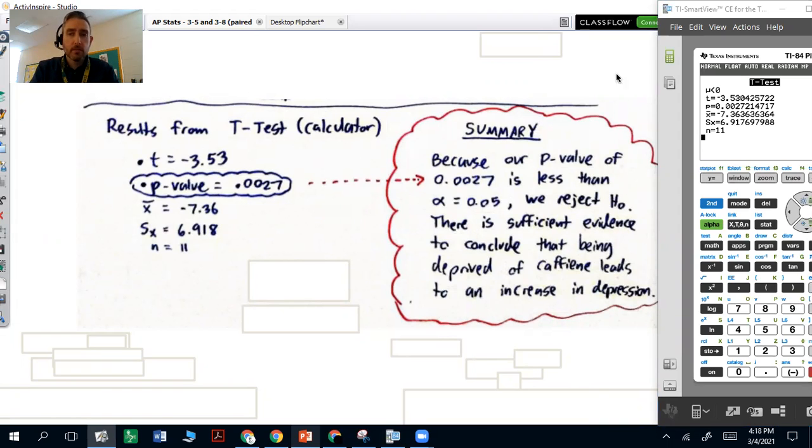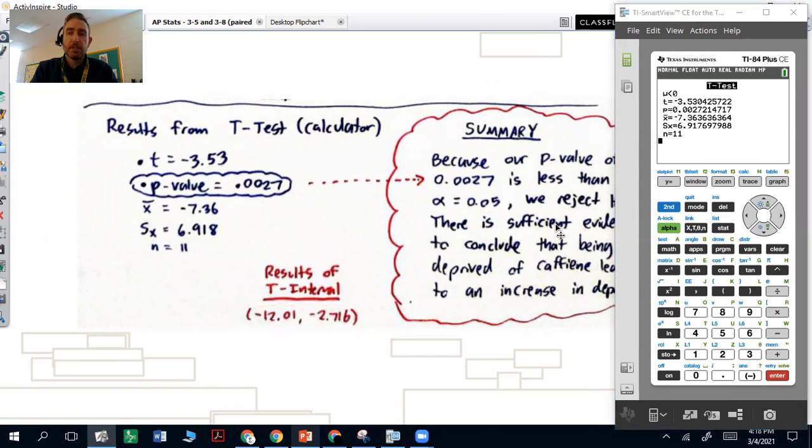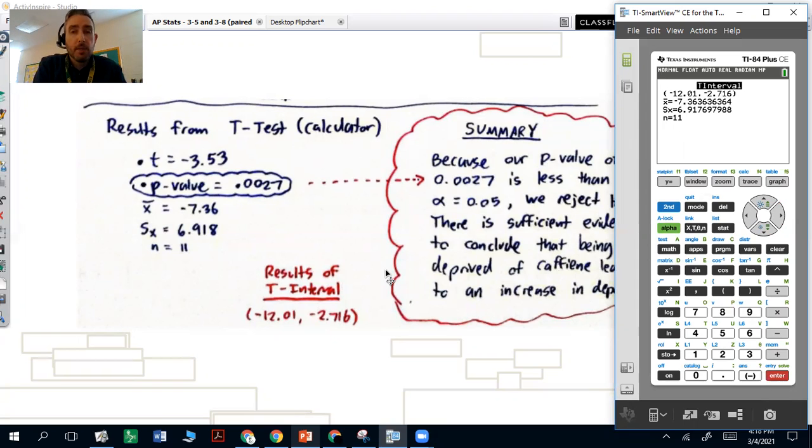And not for anything, you can also run an interval if you want. The results of the t interval, I'll run that for you guys too. T interval is going to be option 8. And if I use my data from L3 like I had, 95% is going to give me an interval between negative 12.01 and negative 2.716. Those are consistent with our results because it's all below 0. So we have evidence of an increase in depression, which is an overall increase in the negative numbers because we did with, minus, without.